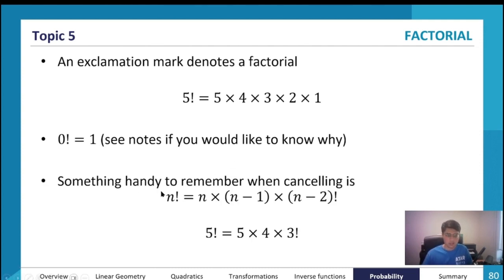Something important to remember with factorials when it comes to cancelling them is you can express a factorial as a product of some other numbers alongside another factorial. So for instance, 5 factorial, you can do 5 times 4 times 3 times 2 times 1, or you can recognize that 3 times 2 times 1 is itself 3 factorial. So you can rewrite it like this.